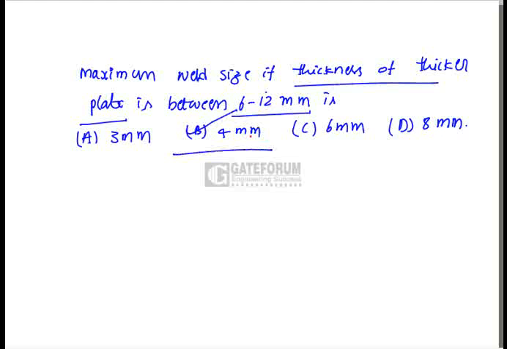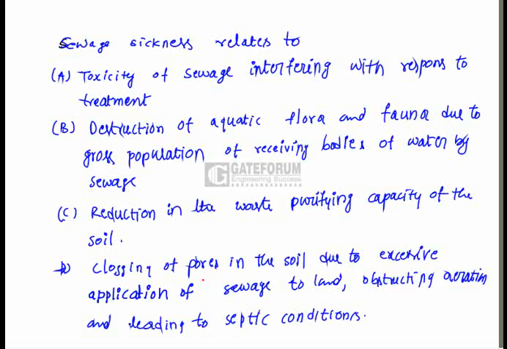Option B is correct. Here we have to choose one option which relates to sewage. Sewage sickness is nothing but the condition arising because of excessive sewage applied onto the land. It obstructs the aeration and leads to the septic condition of that particular land. So option D is correct.